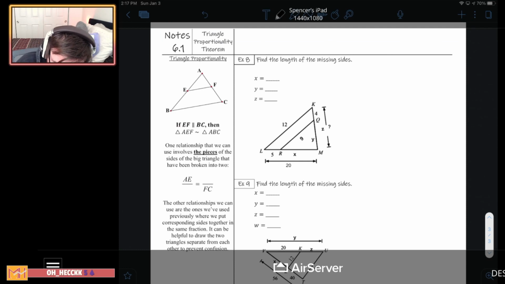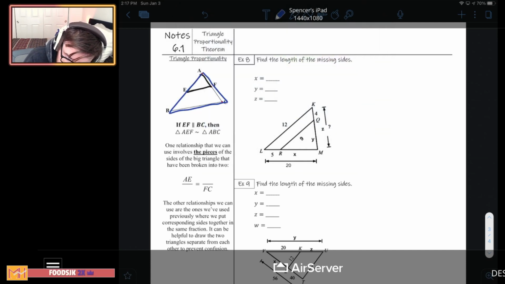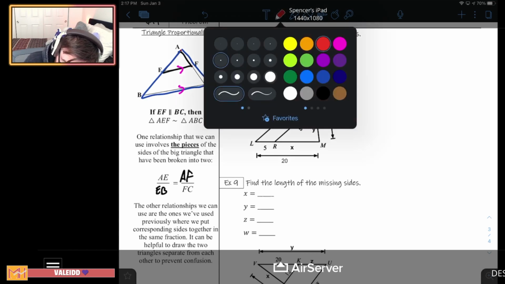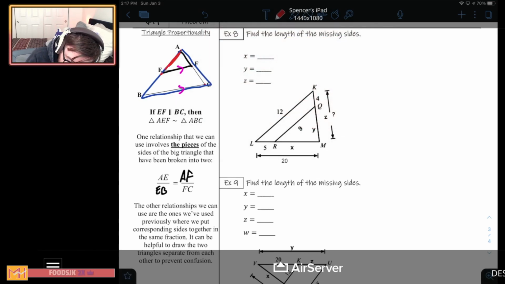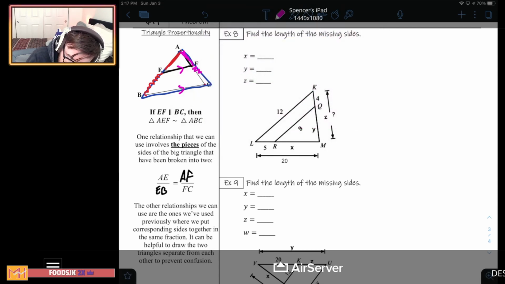So if EF is parallel to BC, then voila, you've created two similar triangles. It's a similar triangle inside of a similar triangle. Kind of cool, right? All because these two sides are parallel. Well, here's a nice little relationship that occurs. AE over EB is equal to AF over FC. Let me highlight that, right? AE over EB and AF over FC.